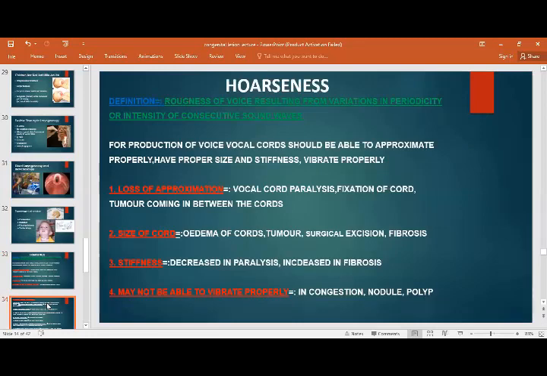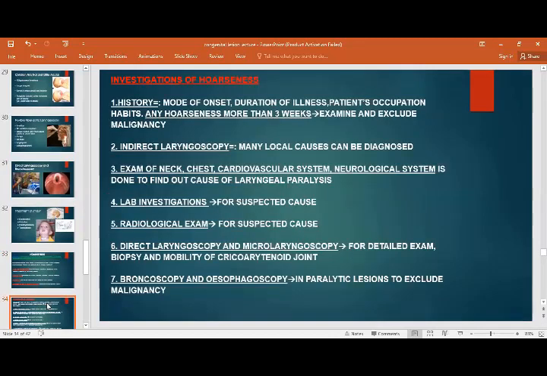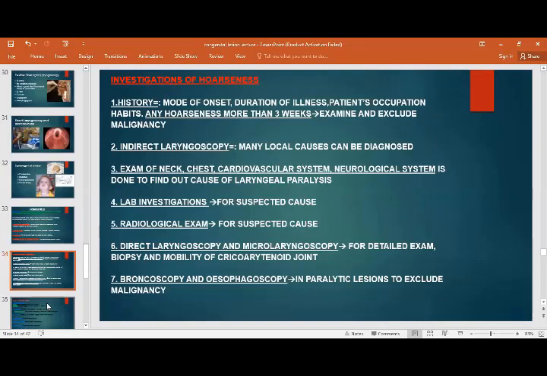So, how will you investigate? Again, history is very important. What is the mode of onset? Duration is very important. How long has the patient had this hoarseness of voice? Is it acute, or is it constant and long lasting? What is the patient's occupation? And again, its relation with smoking as well.